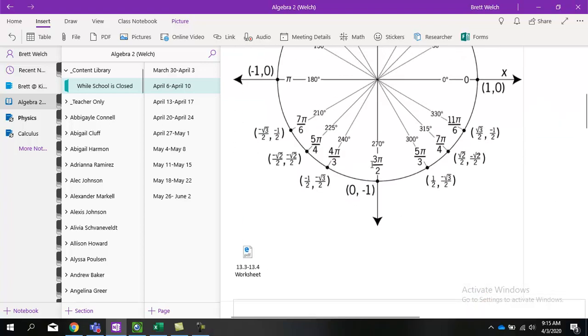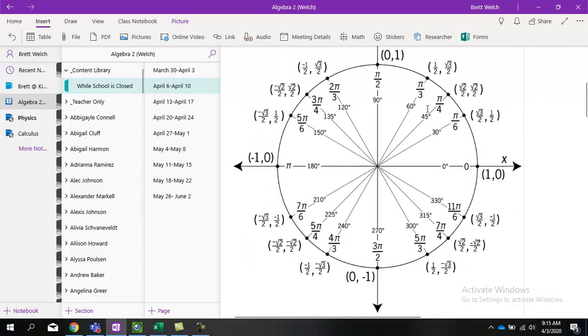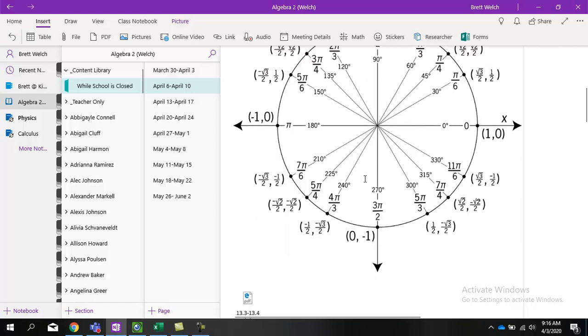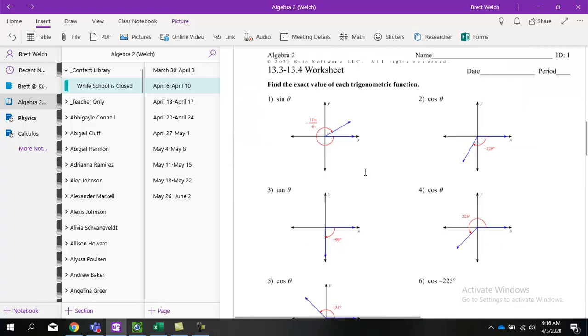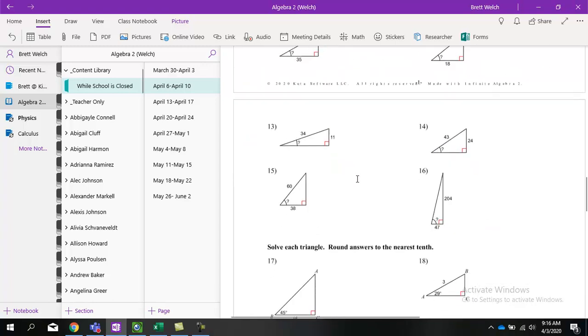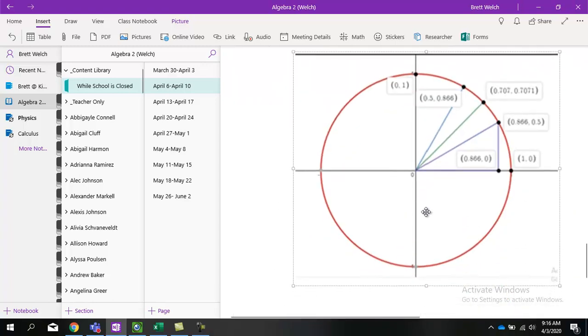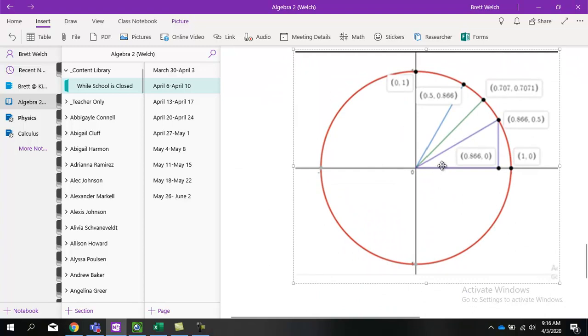Now, I've provided you with the unit circle up above, so we're trying to figure out where on the unit circle this number lives. And once we know where it lives on the circle, then we can answer some specific questions. Before we can do that, we need to understand why it is the way it is. So let's come down and talk about this unit circle.